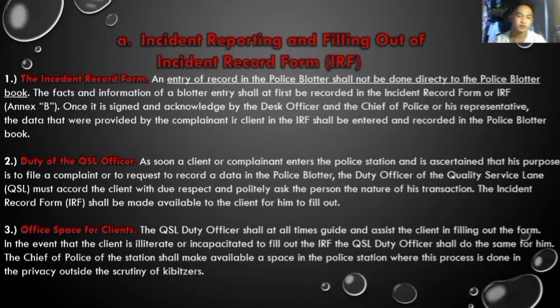4. Office space for clients. The QSL duty officer shall at all times guide and assist the client in filling out the form. In the event that the client is illiterate or incapacitated to fill out the IRF, the QSL duty officer shall do the same for him. The chief of police of the station shall make available space in the police station where this process is done in privacy, outside the scrutiny of kibitsos.